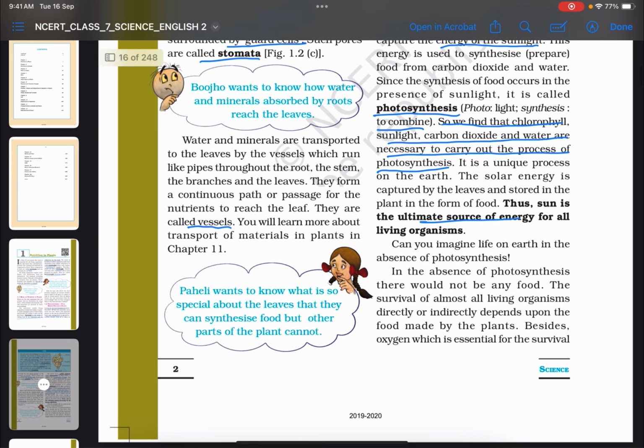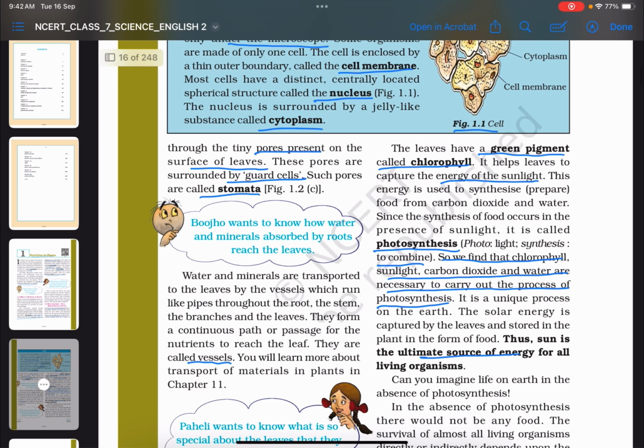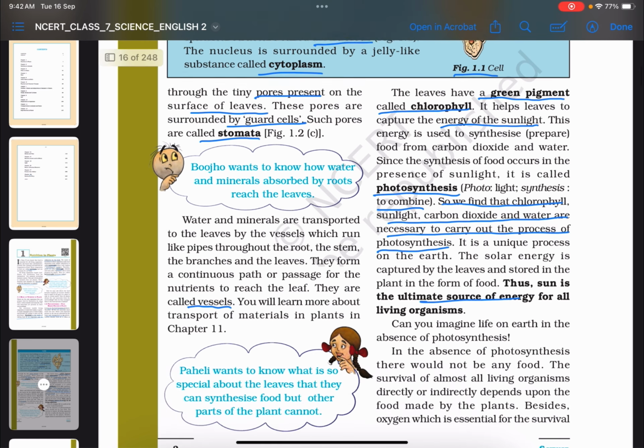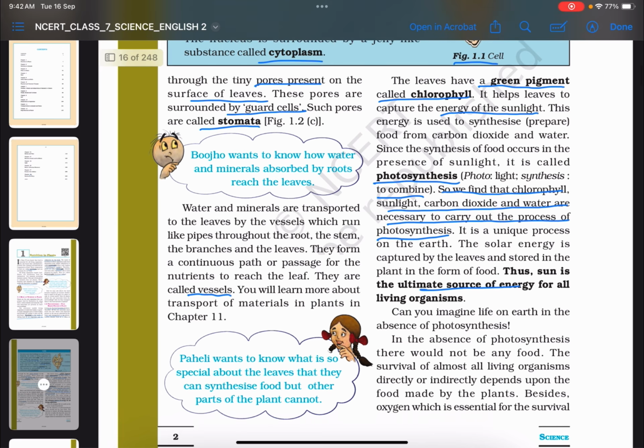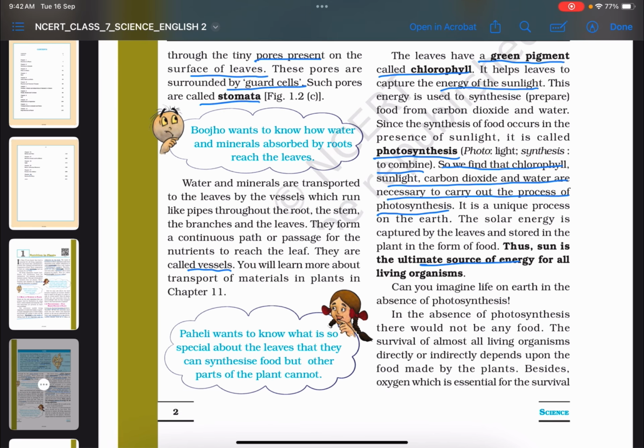Pahili wants to know what is so special about the leaves that they can synthesize food but other parts of the plant cannot. The leaves have a green pigment called chlorophyll. It helps leaves to capture the energy of the sunlight. This energy is used to synthesize or prepare food from carbon dioxide and water. Since the synthesis of food occurs in the presence of sunlight, it is called photosynthesis. Photo means light, synthesis means to combine.